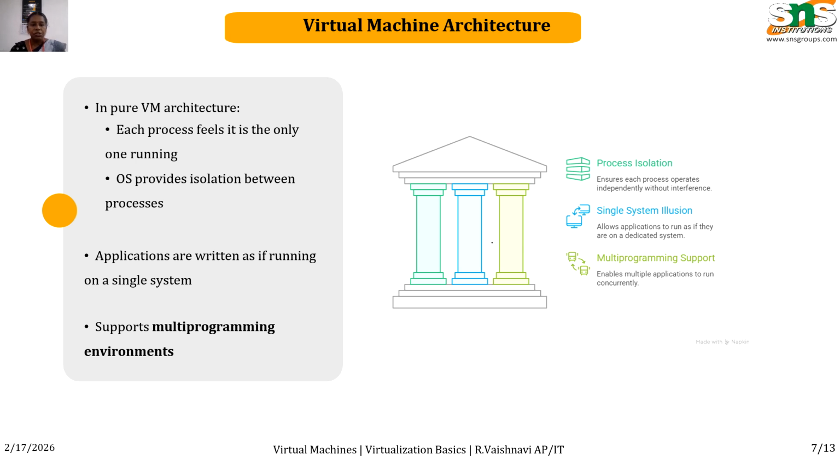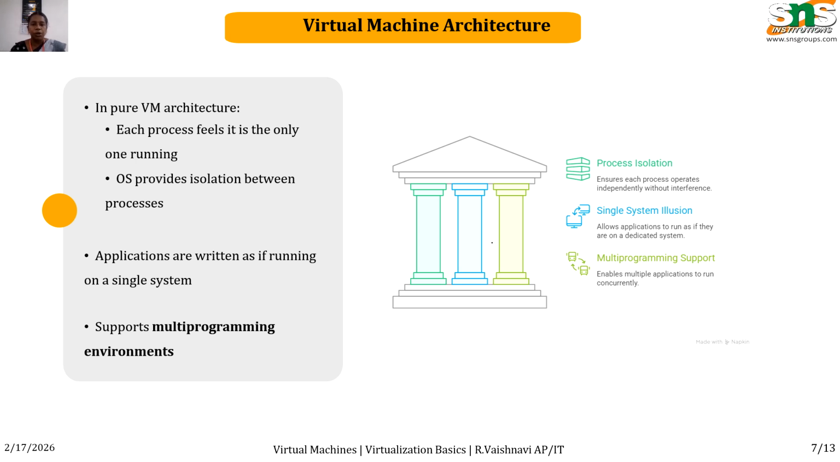And then virtual machine architectures. Here we have process isolation, single system illusion, and then multi-program support. Process isolation ensures that each process operates independently without any interference. Second one is the single system illusion. It allows multiple applications to run as if they are on a dedicated system. Third one is multi-programming support. It enables multiple applications to run concurrently.